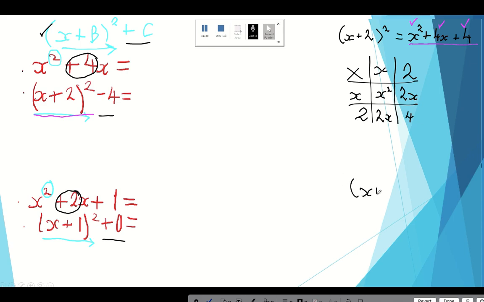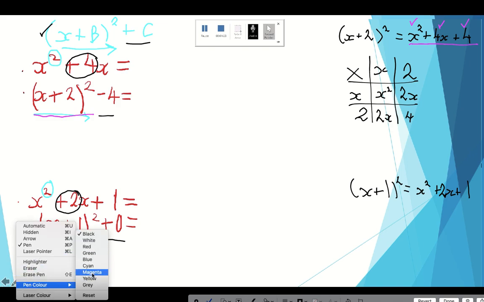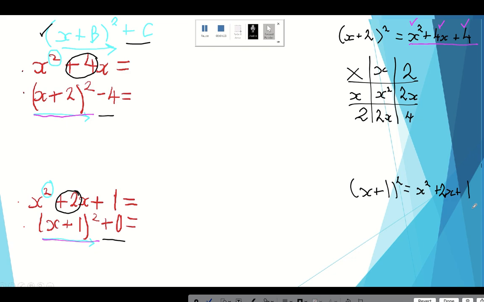I'm going to write it on the side like this, and we're going to get x squared plus 2x plus 1. Now, as before, we are going to study this with this and see what our similarities and differences are. We can see that if we compare this with the original equation, we have an x squared, we have a 2x, and we have a 1.